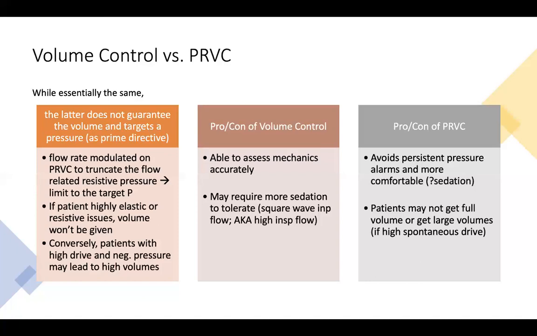As mentioned, the pressure limiting effect of PRVC avoids alarms, minimizes the RT's need to go into the room. But if the patient is breathing spontaneously, they can get very large volumes. Therefore, it avoids being lung protective when you want certain patients to be lung protective, or in patients with severe asthma when you want to minimize their inspiratory volume so they have time to exhale. It may not always do that in this mode.